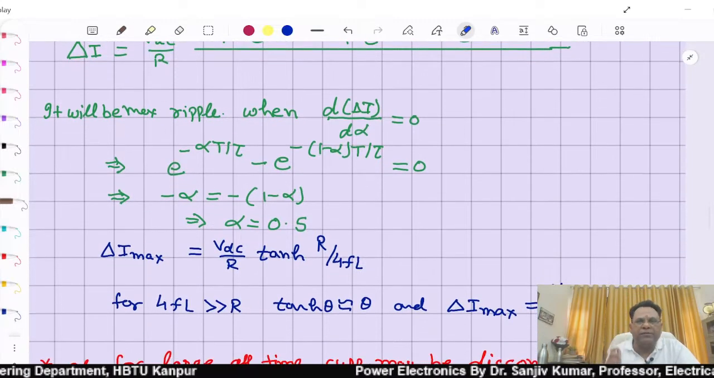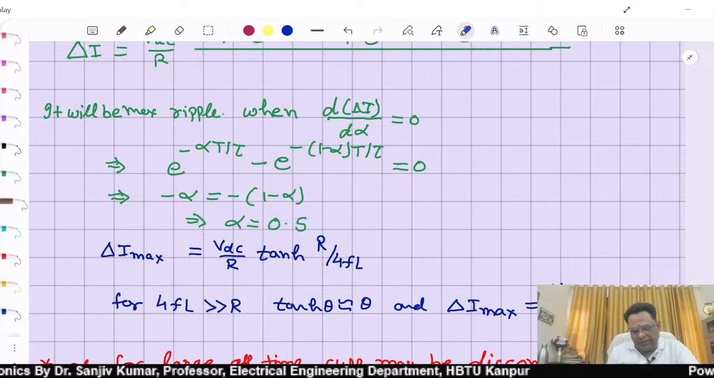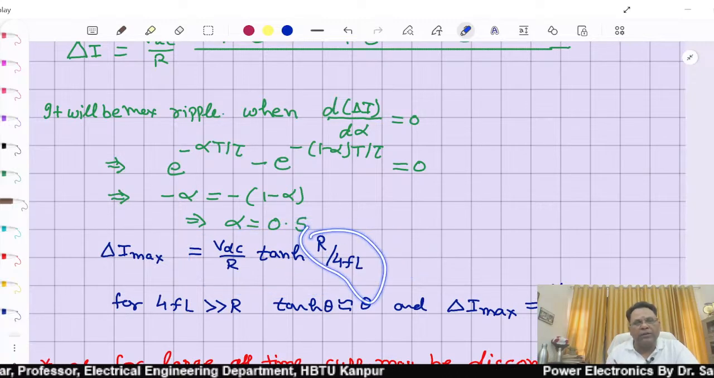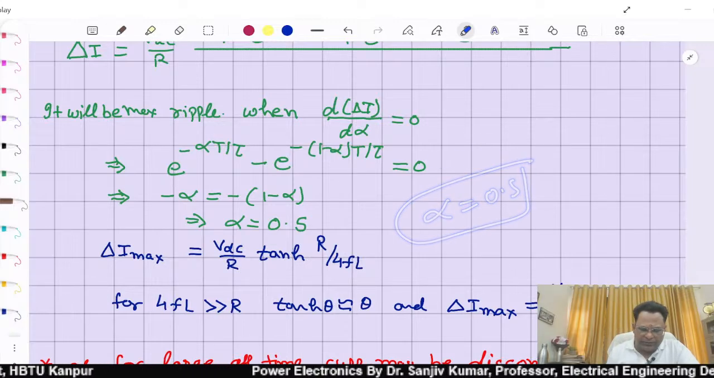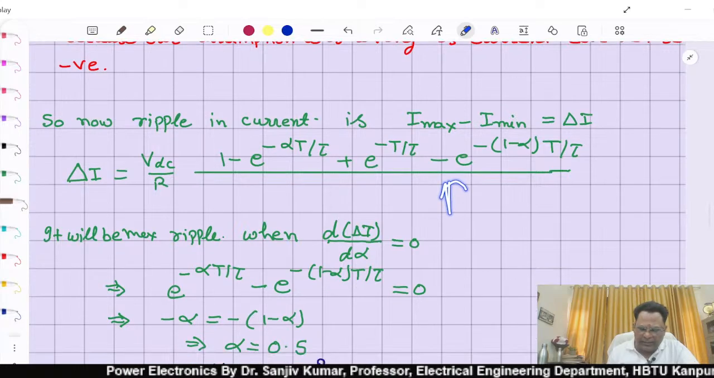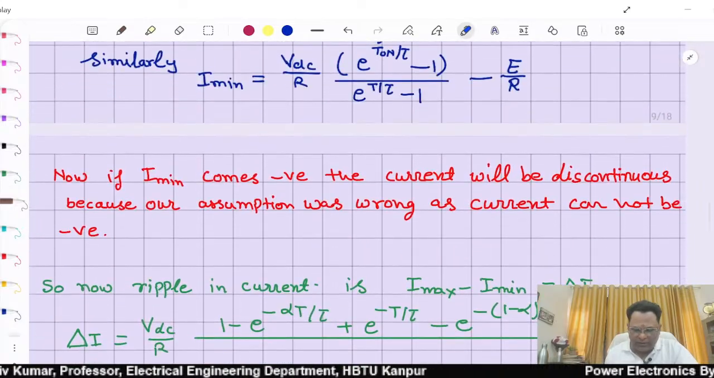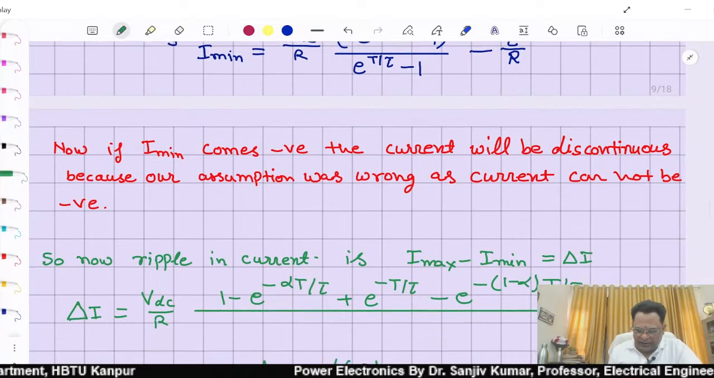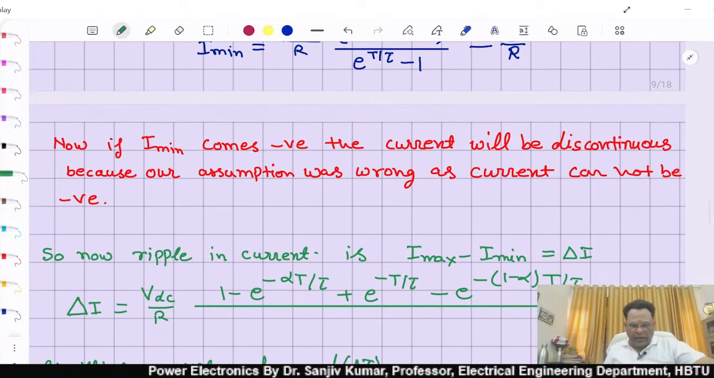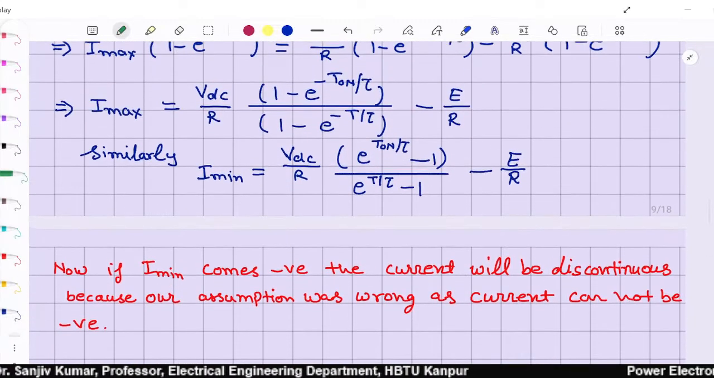And what should be the value of this maximum ripple? As delta I max is given by VDC by R times tanh of R upon Fi. How does it come? You just put the value of alpha equal to 0.5. If you put this value here, you will get the function of this. Small correction. It is equal to I max plus I min here.